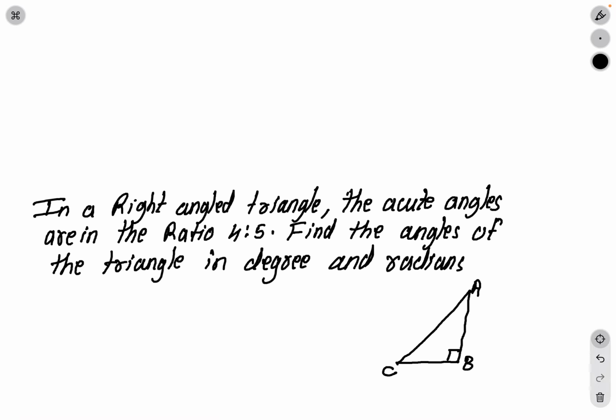In a right angle triangle, the acute angles are in ratio 4 is to 5. Find the angles of the triangle in degrees and radians.